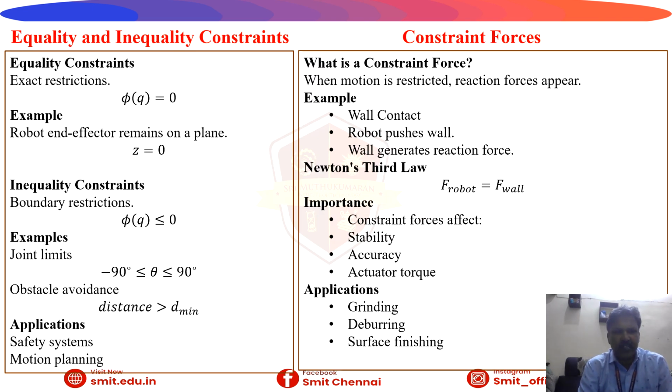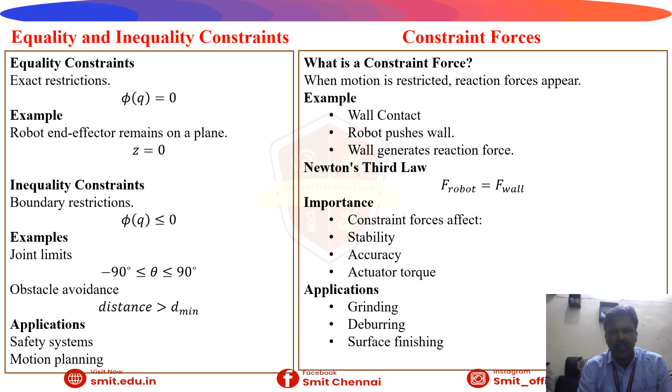Equality and inequality constraints. Equality constraints are exact restrictions, that is phi of q equal to 0. Example: the robot end effector remains on a plane, that is z equal to 0. There is no height maintained here; it will stay at 0 only. Then inequality constraints are boundary restrictions, that is phi of q less than or equal to 0. For joint limits we have minus 90 degrees less than or equal to theta less than or equal to 90. Obstacle avoidance: distance greater than d minimum. Applications: safety systems, motion planning.